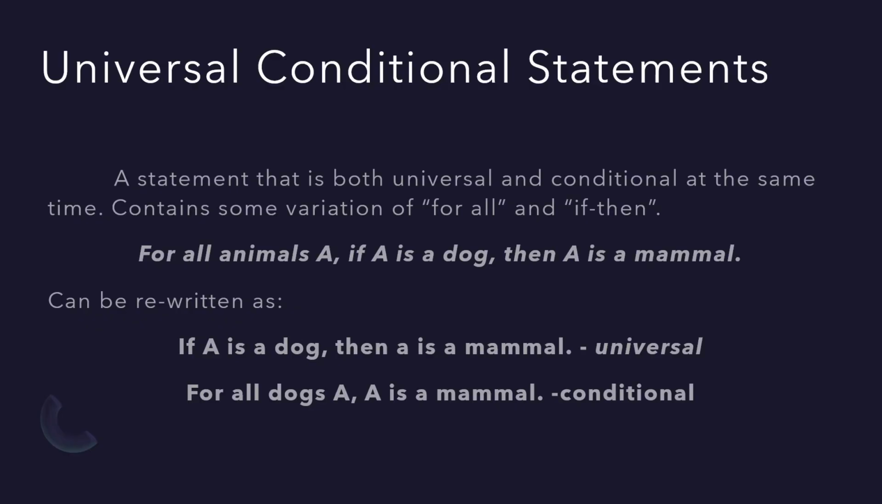Sorry, this is not the conditional. It's the other way around. That one is universal, so let me correct that. The universal is: for all dogs, A is a mammal. Then the conditional is: if A is a dog, then A is a mammal.